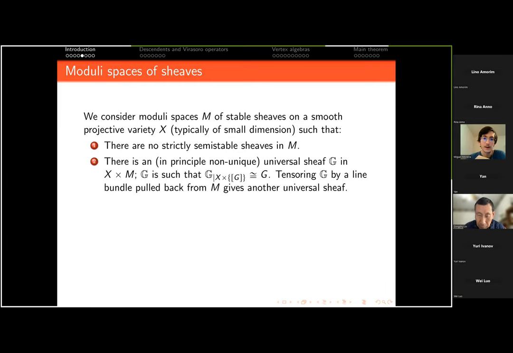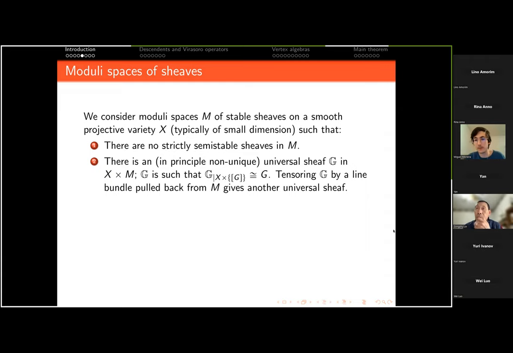But when you say stable, what do you actually mean? You should choose a stability structure. Yes, sure. Imagine you're in a situation where you have some moduli problem and some stability, and you get a moduli space M, and there are no strictly semi-stable sheaves. So it can be any stability structure with no strictly semi-stable sheaves. And even with strictly semi-stable sheaves, as long as Joyce's theory applies, we can also formulate a conjecture for that.